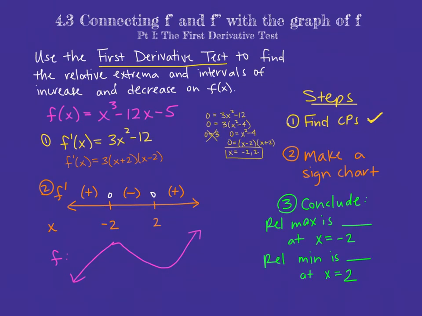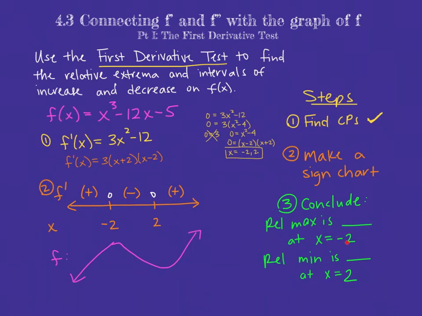So our conclusions look like this. We have a relative max occurring at x equals -2, and we have a relative minimum occurring at x equals 2. Now I put this here because we could find what those actual maximum and minimum values are. All we have to do is plug into our original function. So let's do that real quick.